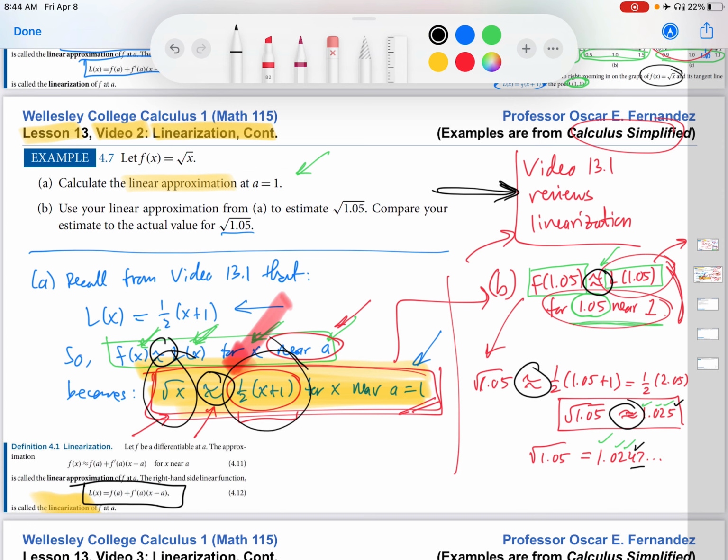If you're asked for the linearization, you're really just being asked for the equation of the tangent line at that a value.